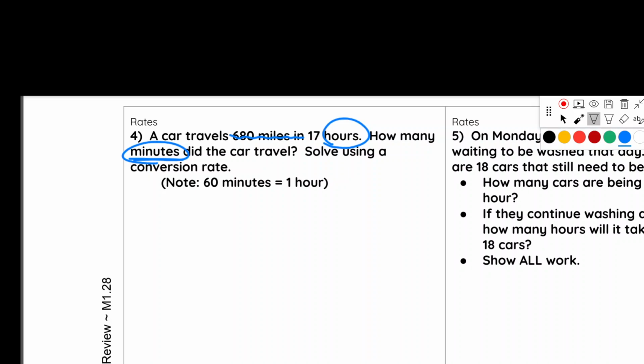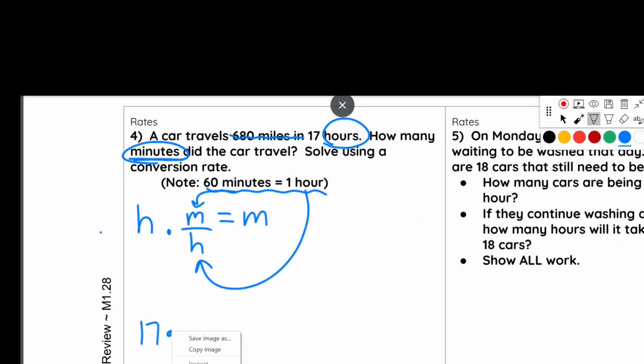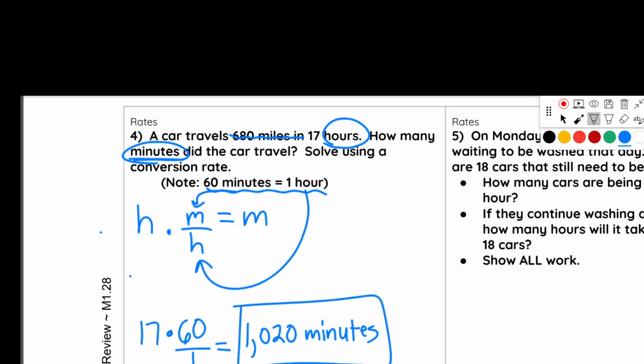So I'm going to start with hours and I want to end with minutes. I have my conversion rate here. I want to end with minutes. So minutes and hours. And this is multiplication because that's what we do with conversion rates. So I have 17 hours and I have 60 minutes and I have 1 hour. And remember, in the classroom on these questions, go ahead and pull out a calculator if you need it. 17 times 60 is 1,020 minutes. So in 17 hours there are 1,020 minutes.